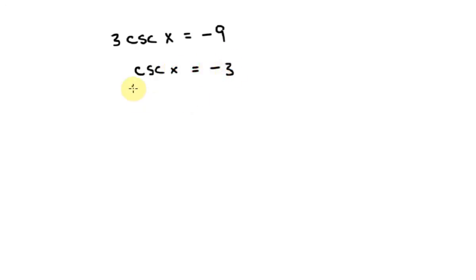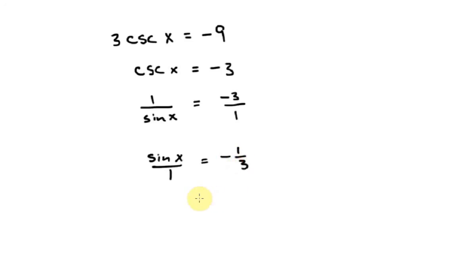Okay. Now at this stage, I'm going to switch out cosecant with 1/sine, because after all, it's exactly the same thing as 1/sine. And on this side, I'm just going to leave it as -3, but I'm going to write it as over 1. Now what I'm going to do is flip both sides. So 1 over sine x becomes sine x over 1, which is just sine x. And then on this side, I have negative 1/3.